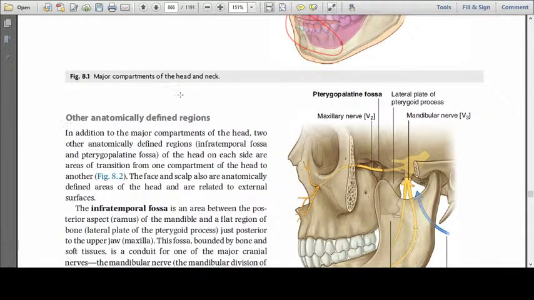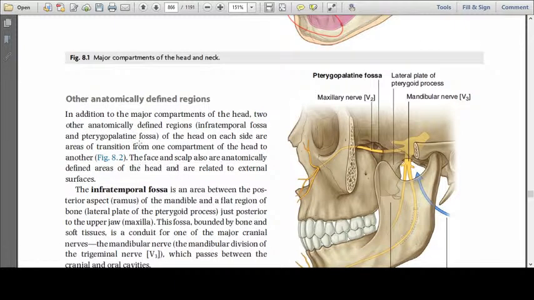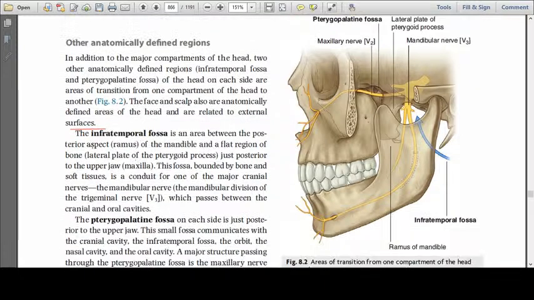In addition to the major compartments of the head, two other anatomically defined regions, the infratemporal fossa and the pterygopalatine fossa, on each side of the head, are areas of transition from one compartment of the head to another. The face and scalp are also anatomically defined areas of the head and are related to external surfaces. The infratemporal fossa is an area between the posterior aspect of the mandible and the flat region of the bone.